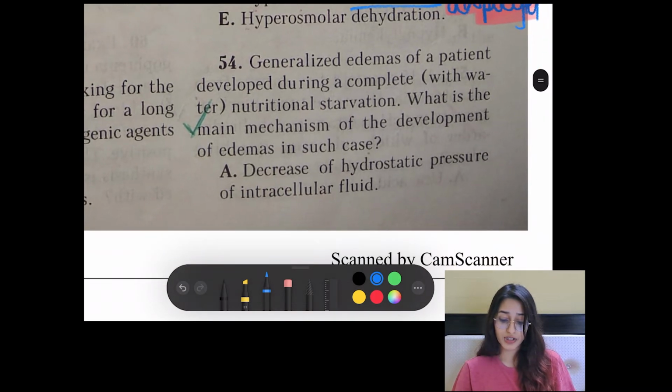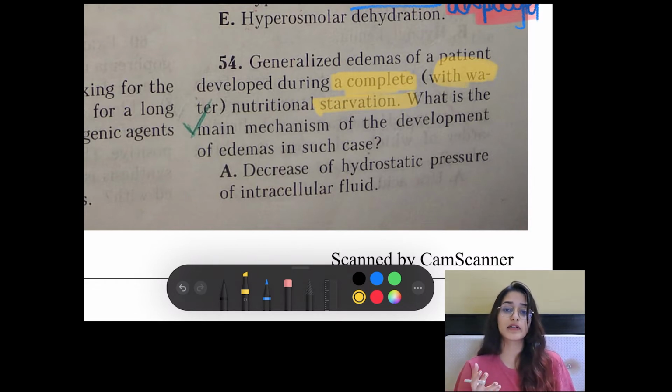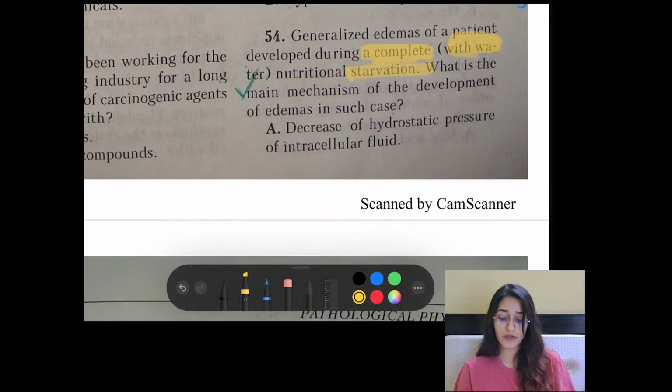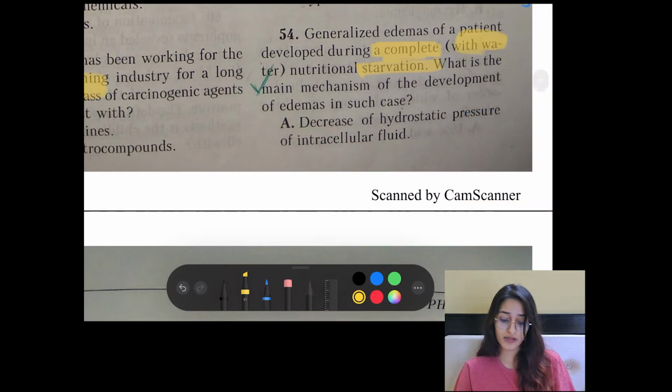Next, generalized edema of a patient developed during a complete nutritional starvation. Incomplete, we have already mentioned, that is even what is not consumed. So starvation is of 2 types: incomplete and complete. In incomplete, water is still consumed, and in complete, even water is not consumed. So what is the mechanism of development of edema in such a case?